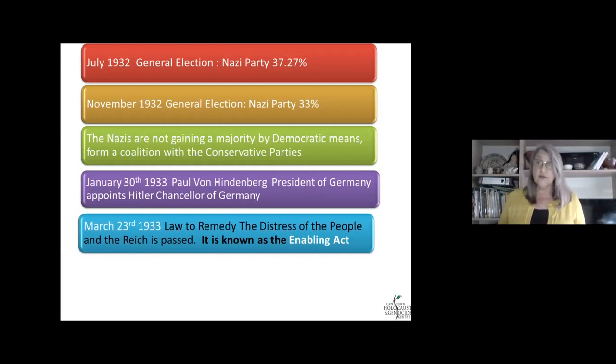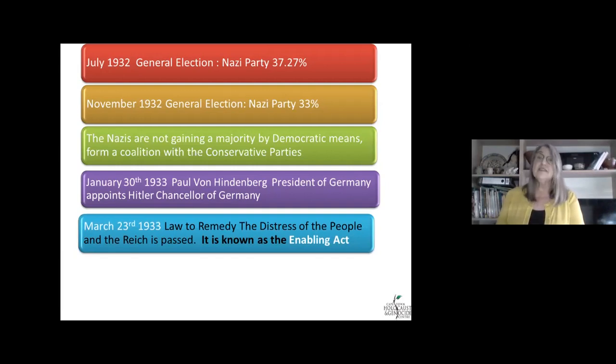Unfortunately, they are wrong. On March the 23rd, 1933, Hitler passes a law called the Law to Remedy the Distress of the People and the Reich. And this is known as the Enabling Act. And what does it enable? It enables the Prime Minister, i.e.